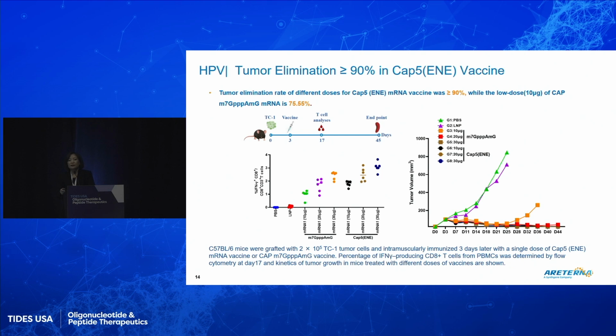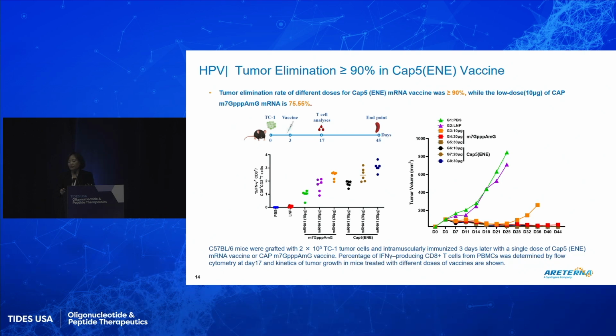And then we test the vaccine in mice. First we engraft the mice with TC1 tumor. And then 3 days later, we gave the mice the vaccine. And then we check for the T cell response and also the tumor volume. So if you look at the bar graph on the left, those are basically the T cell response. There are 2 groups of data.